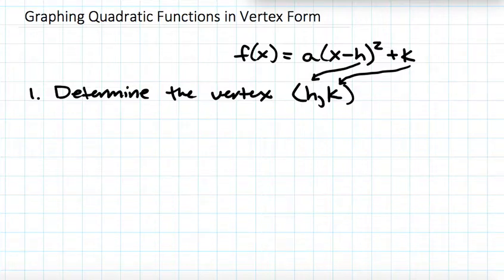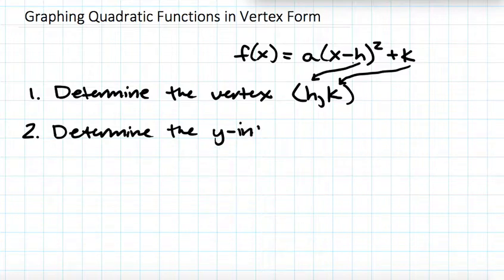Now you have to be careful with signs here because in the equation it's x minus h. So if it's x minus 2 in the equation, h would be positive 2. K has the same sign. So if it's minus 2 for k, then k would be minus 2. So h, opposite sign, k, same sign. Second step is to determine the y-intercept, and we do that by plugging in 0 for x.